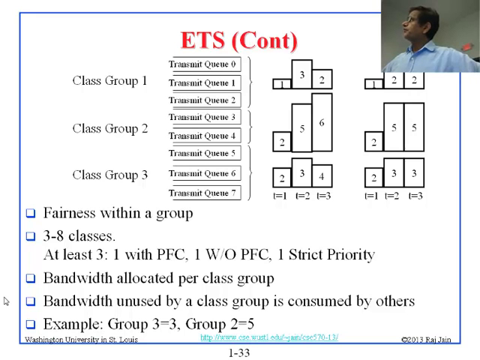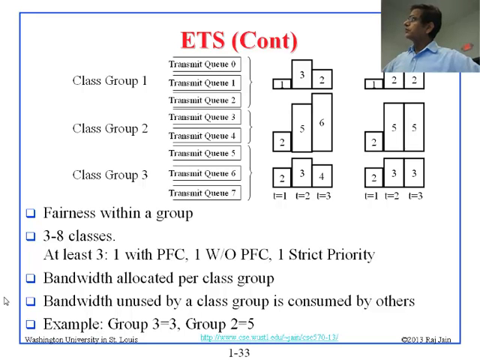But you will be fair among these 3 queues, and this will be fair among those 2 queues. So fairness within a group. 3 to 8 classes, and at least 3 classes are generally recommended. So one is the class with PFC, which is the priority based flow control, and one without the PFC, and one is strict priority.